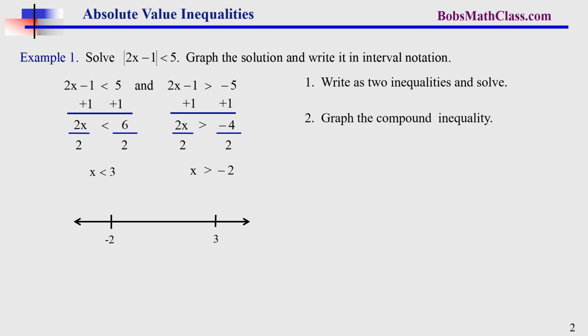All right, so what numbers are less than 3 and greater than negative 2? Yes, it's right in the middle. Since it's greater than and less than, they're both parentheses at the ends. So when we write our answer, we use parentheses. Parentheses, negative 2, comma 3, close parentheses.